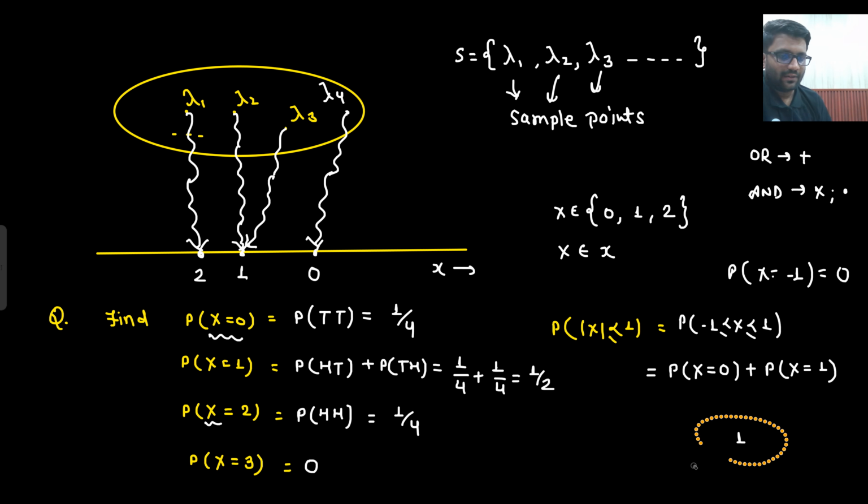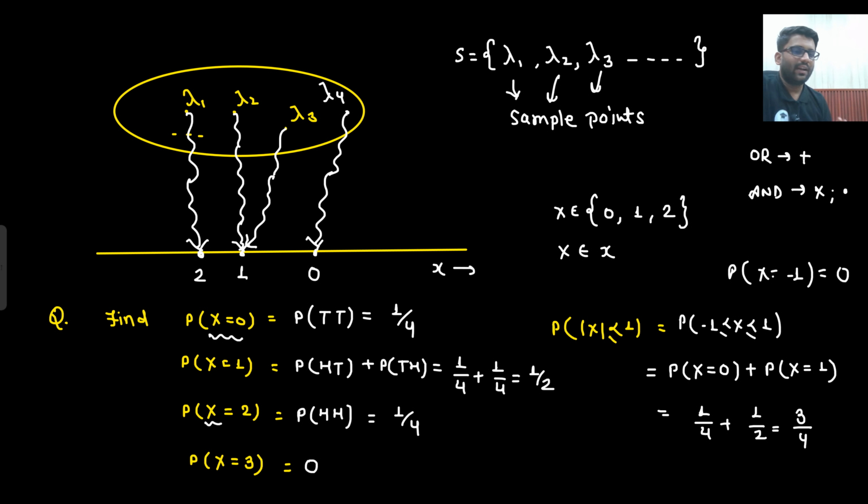So now you know, what is the probability of random variable x taking the value 0? That means, what is the probability that the number of heads is 0? It is 1 by 4. And what is the probability that the number of heads is 1? That is 1 by 2. So the answer is 3 by 4. Is that clear to you?